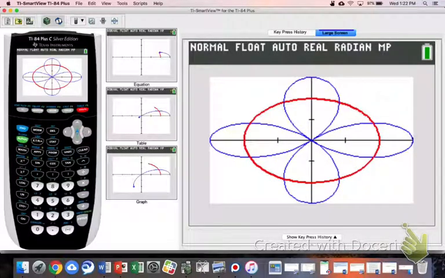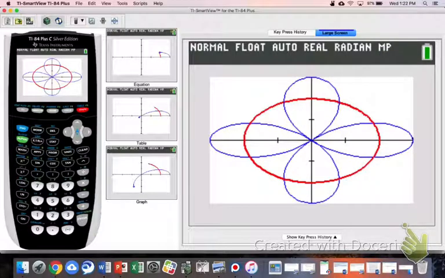Is this making sense? We still okay with the idea that as the angle changes, the radius changes length as well? So as you rotate around the graph, the radius is going to get longer or shorter, depending on the relationship between r and theta. And that's what forms these graphs.